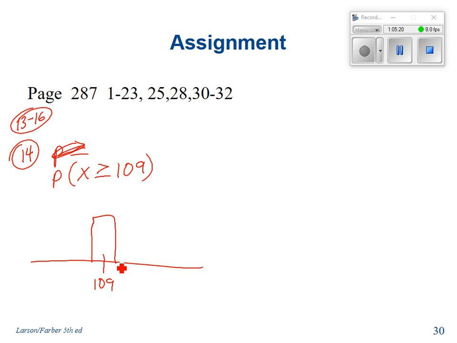So where are we starting at? Are we starting here? Would we start right here and go over? No. We start at 108. So what's going to correspond to that number right there? 108.5. So when we find our probability, and this is us correcting this, we want the probability that x is greater than 108.5.